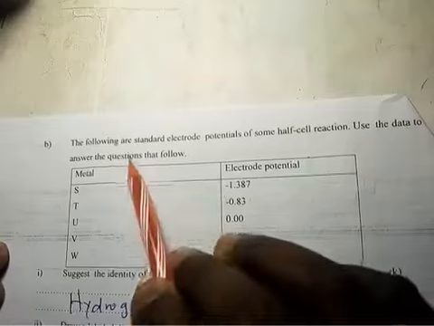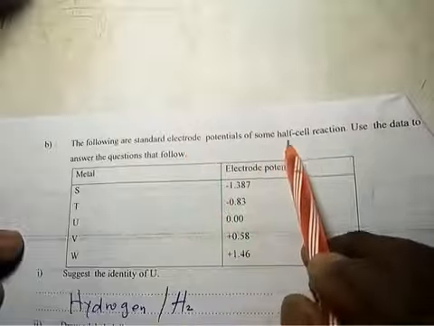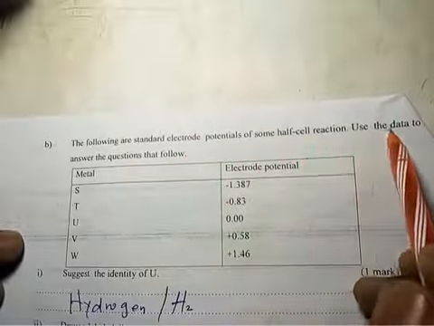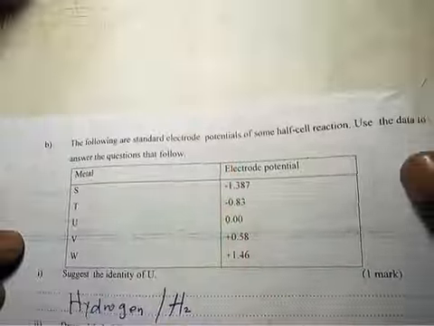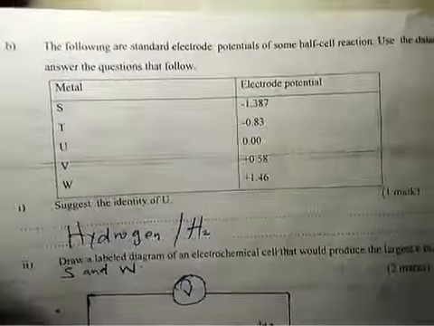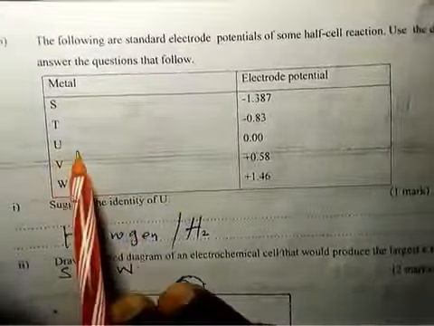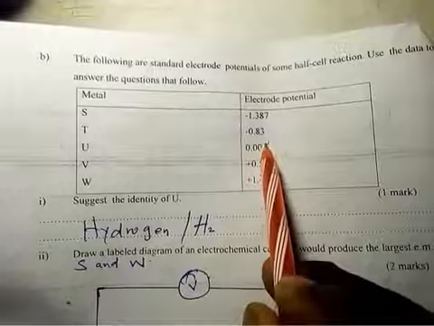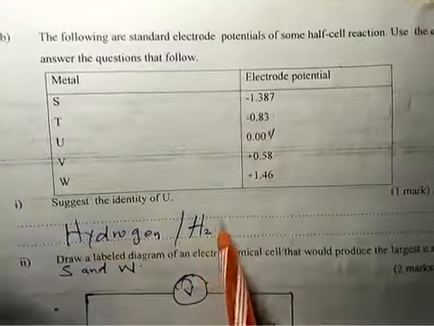The following are the standard electrode potentials of some cell reactions. Use the data to answer question 34, so you can look at the table like that. Suggest the identity of U. U is 0. Which one is it that has 0? It is hydrogen. So that one is hydrogen.